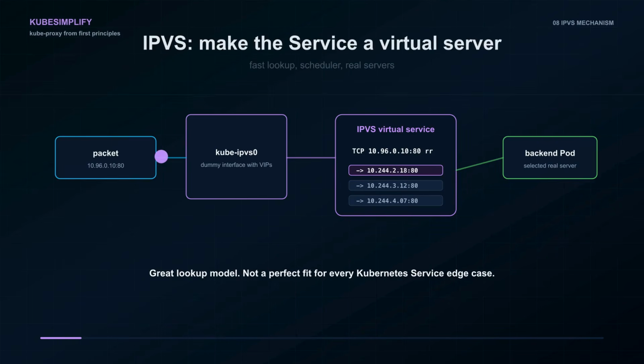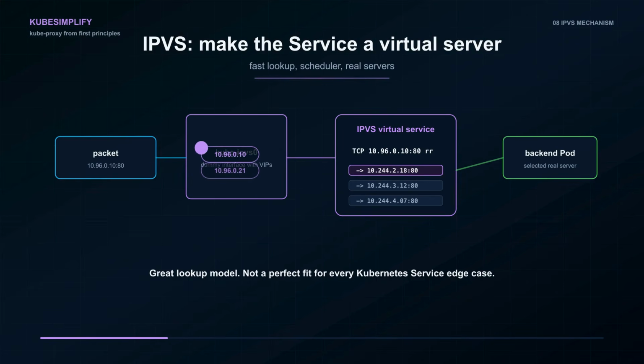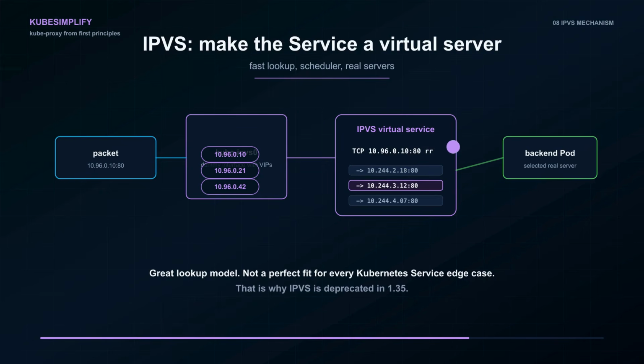IPVS tries to avoid the long rule walk. kube-proxy creates a dummy interface named kube-ipvs0, puts service IPs on it, and creates IPVS virtual services. A virtual service is like a tiny load balancer inside the kernel. When a packet arrives, IPVS does a fast lookup. Its scheduler chooses a real backend server, and the kernel rewrites the packet to that pod.